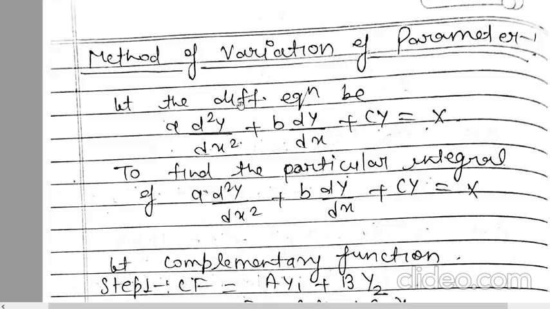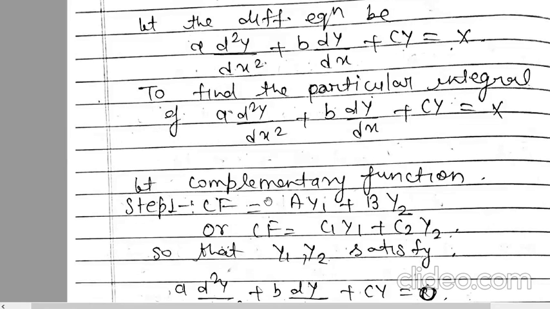If this is your differential equation, then you will get CF plus PI. So you are considering that the complementary function of the above equation is C1y1 plus C2y2. All are constants, it doesn't matter what you are taking. CF is equal to C1y1 plus C2y2. This is your complementary function, right? If this is your complementary function, that means you have roots and those roots will satisfy the differential equation, so that y1 and y2 satisfy the given differential equation.